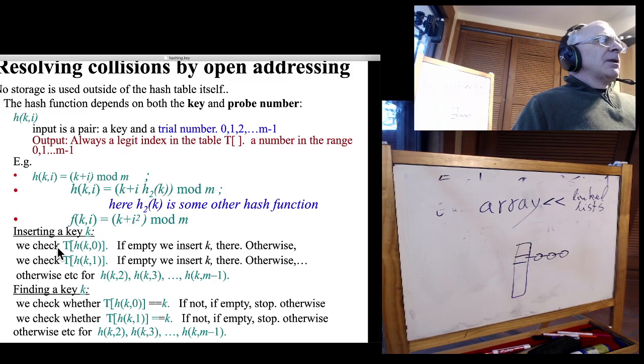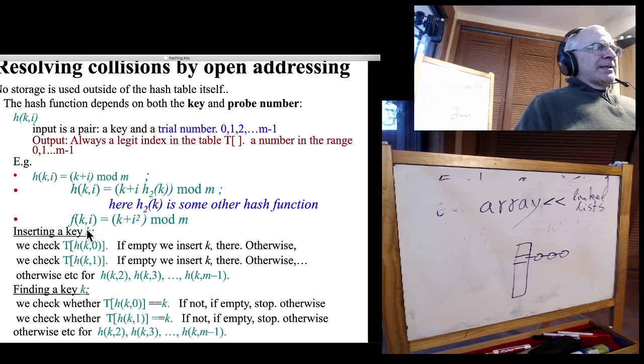Okay, and now I need to tell you how I insert a new key. Let's take the first example, the simplest one, (k + i) modulo m. To insert a new k, I am in my first trial, so to confuse everybody, my first trial is index 0. I want to insert this new k into the table at index h(k, 0), because I'm in my first trial.